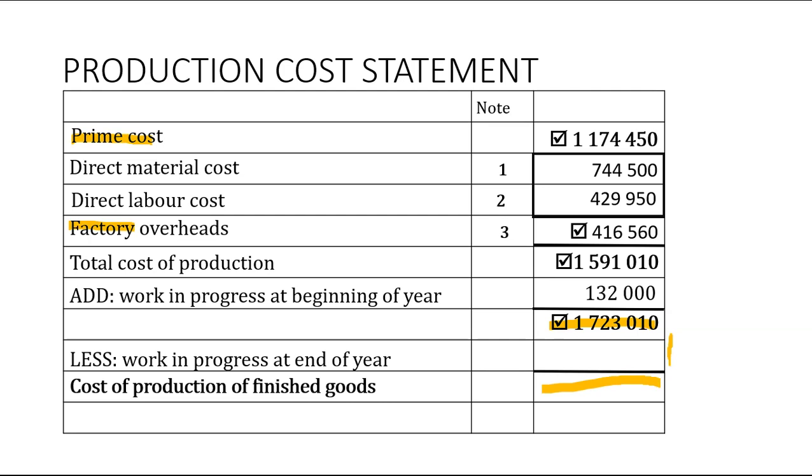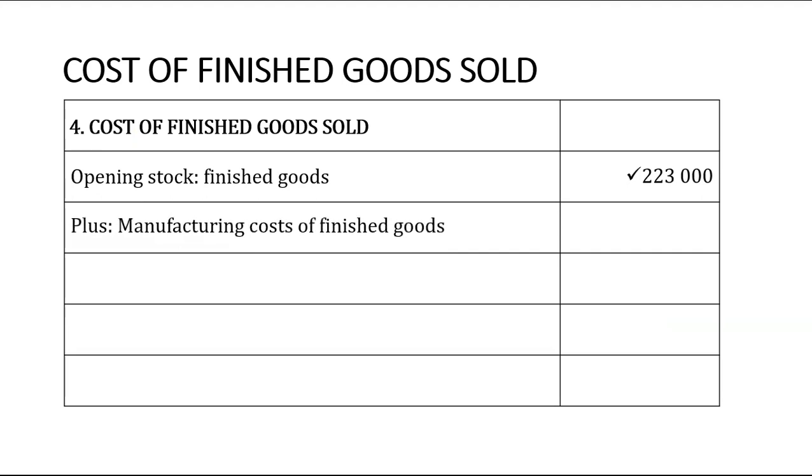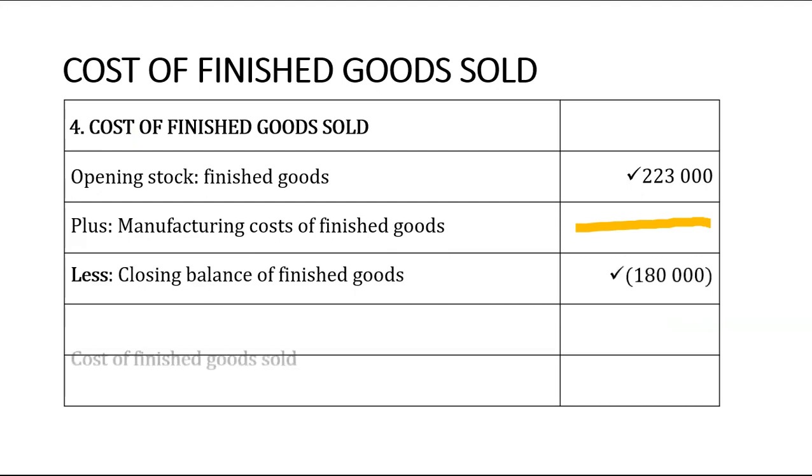Okay, now all I'm going to do is to prepare my cost of sales. I just gave them a box to do this, and they were supposed to say, we've got opening stock of finished goods. You add that amount. You remember the one that is missing from our production cost statement? This one comes from the production cost statement. We don't have it, but we have the value of your closing stock of finished goods. We also have cost of sales.